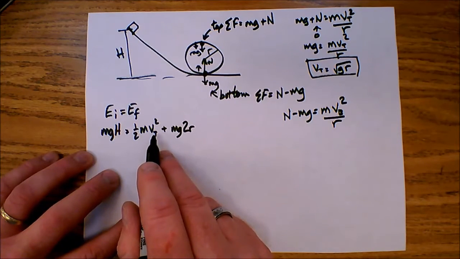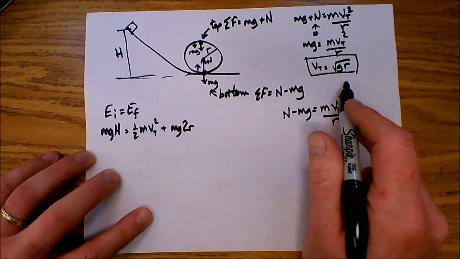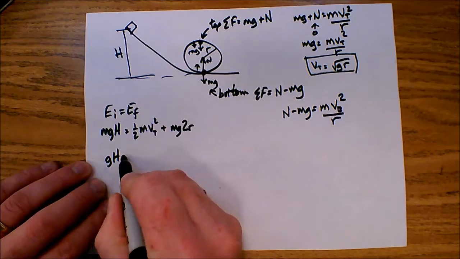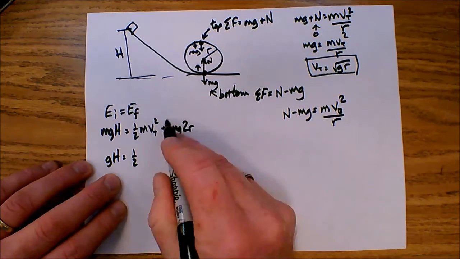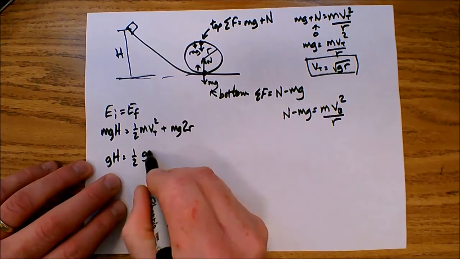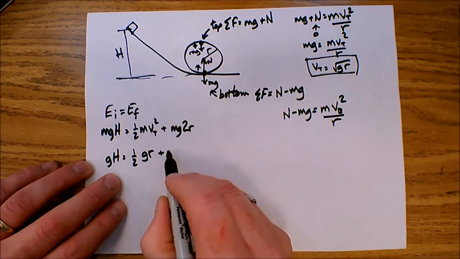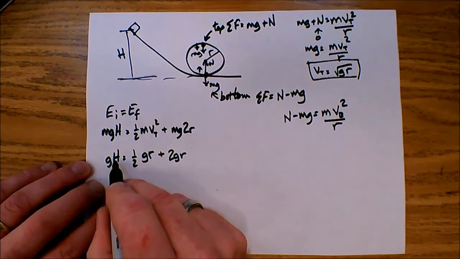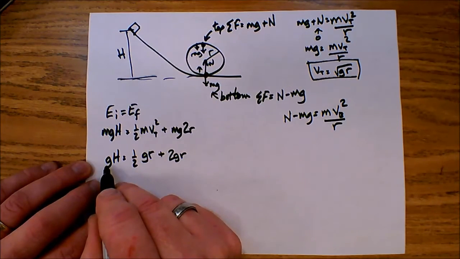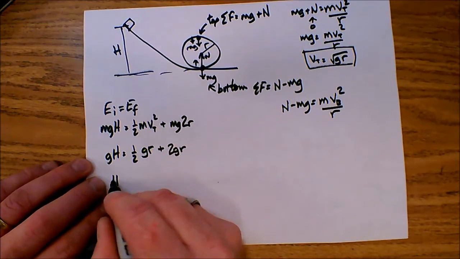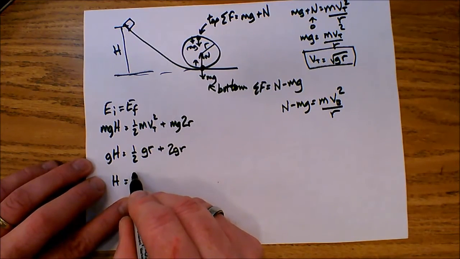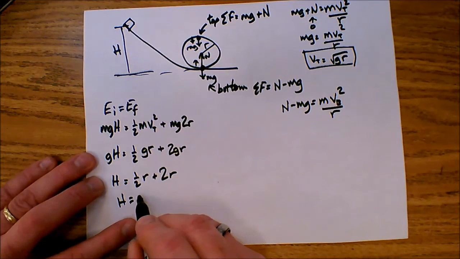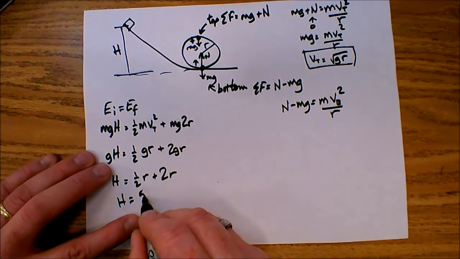I can also replace this top velocity, because if it's going to reach the top with just the right velocity, this is the right velocity, square root of gr. So I'm going to divide out the mass, so I get g times h equals 1/2 v_top squared, that's just gr, plus 2gr, right? So if I want to find out what height that's going to be, look at this, I can divide out the g. So the height that I need is 1/2 r plus 2r. And that's going to give me an initial height of 2.5 r, or 5/2 r.